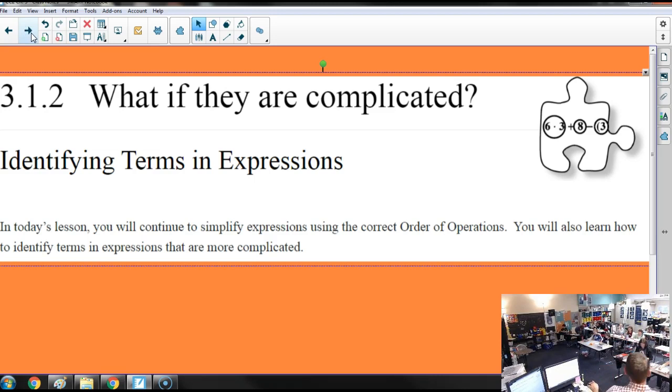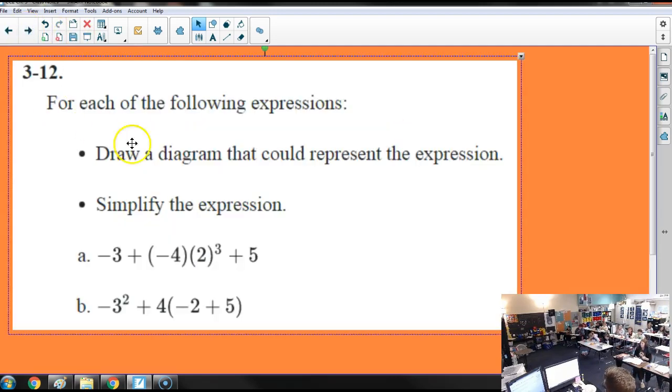So, today, we're continuing what we did yesterday, so it should be slightly easier. Who can remind us how we identify and or split up terms? Araya? Addition and subtraction split up our terms. So in this example from yesterday, the 6 times 3 is one term because it is multiplied, but then plus 8 minus 3, those are separate terms because of the addition or subtraction.